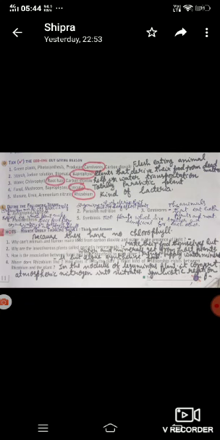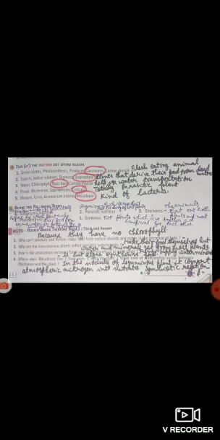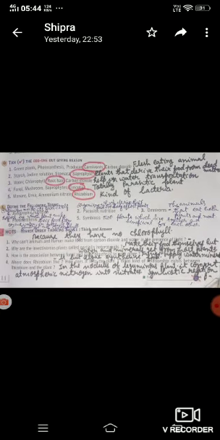Then we come to higher order thinking skills. Why cannot animals and humans make food from carbon dioxide and water in the presence of light? Because animals and human beings don't have chlorophyll. So animals and human beings don't prepare their own food.